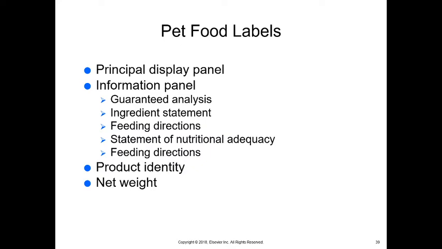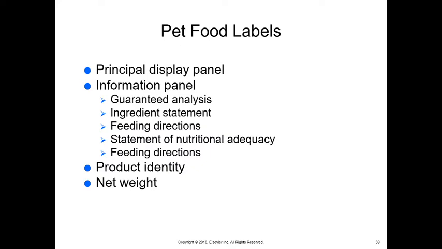Pet food label. So what are we looking for when we're looking at a pet food label? Nutrition label. This is along the same lines. So first of all, you're going to see a principal display panel and then an information panel. There's a guaranteed analysis, which tells you exactly what is in it. An ingredient statement, which tells you all the separate ingredients in it, and again, they're listed from the most quantity based on quantity of the ingredients.